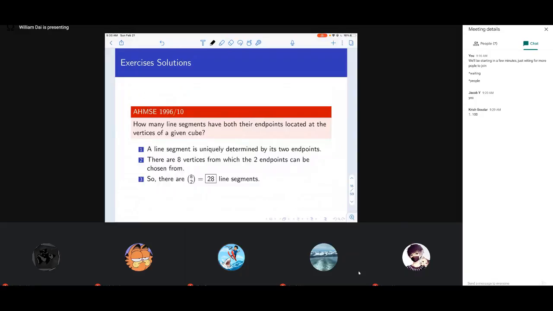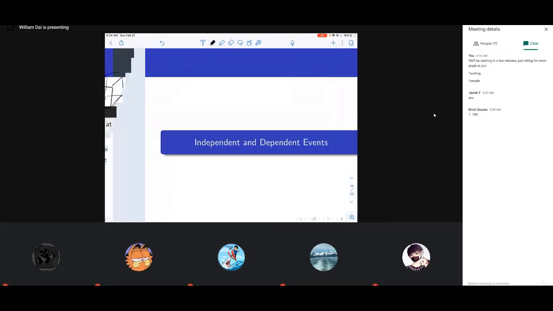Okay, so how many line segments can have both their endpoints located at the vertices of a given cube? Here's a sketch. This one's also a bit more tricky than the previous exercises. A line segment is uniquely determined by its 2 endpoints. Any line segment has 2 endpoints, and any 2 endpoints have a line segment. So that's true. There are 8 vertices that we can choose from, and we need 2 endpoints. So 8 choose 2 equals 28. Okay.